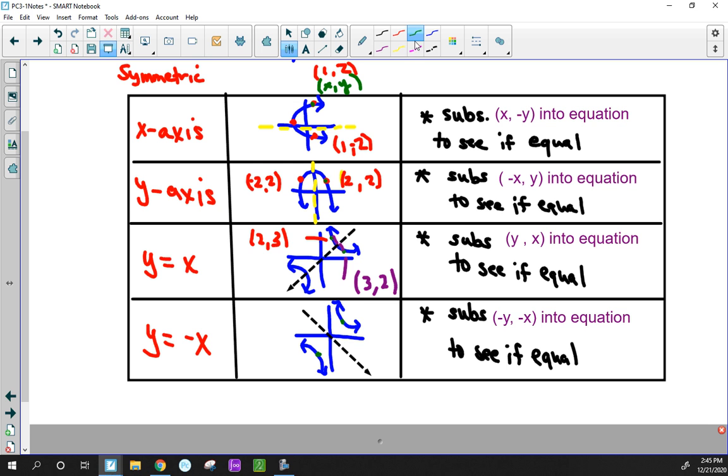Another thing that we've got to remember is not only do the signs change, but also the distance from the origin. So, algebraically, you're going to have to substitute negative y in for x in the problem, and negative x in for y in the problem, and solve and see if it's equal.